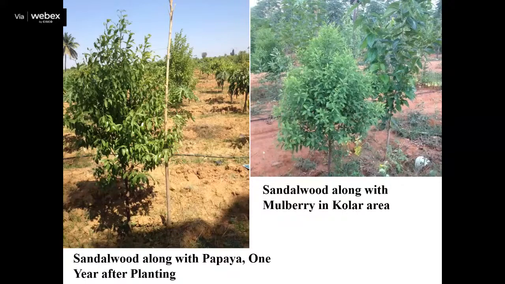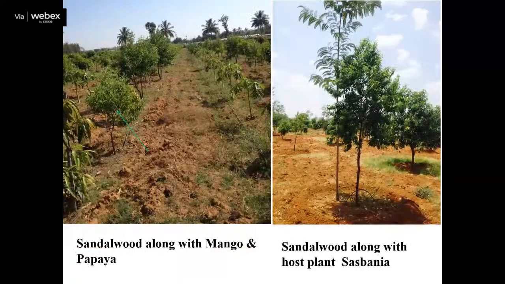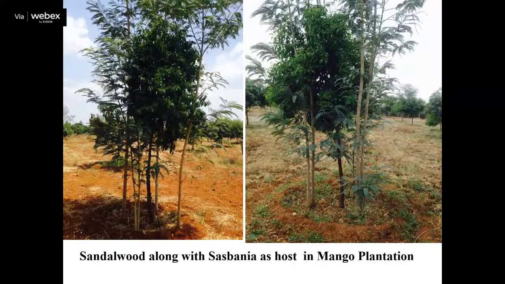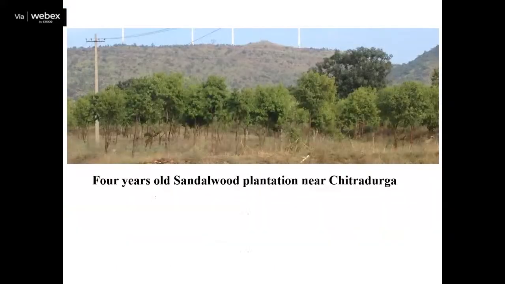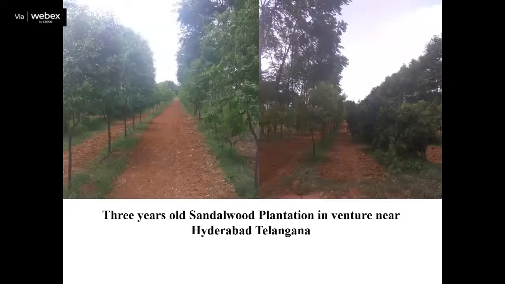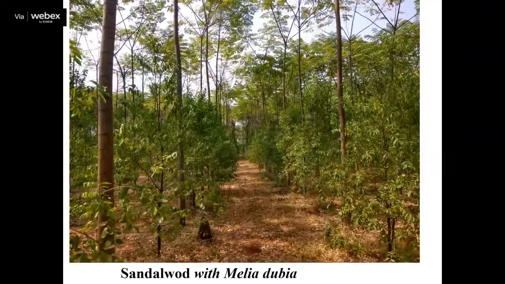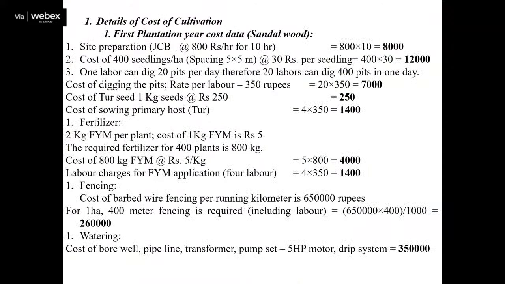And this is about the Kolar areas, where they have grown sandalwood with intermediate hosts like papaya, and in mulberry also they are growing sandalwood. This is about mango and papaya, and now in Sesbania they are growing. And Sesbania has a host in mango plantations. Sandalwood will be very much boosted by Sesbania, because it is nitrogen fixing. And this is one 4-year-old sandalwood plantation in Chitradurga. This is a 3-year-old plantation in Hyderabad, Telangana. This is sandalwood with Melia. I just showed a few photographs of sandalwood being cultivated with different tree crops.